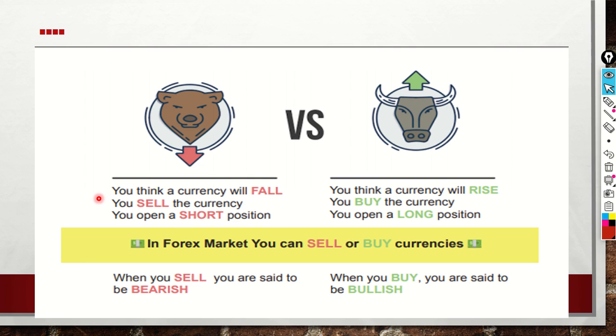When you think a currency will fall, you sell the currency. You are said to have opened a short position. If you think a currency will rise, you buy the currency, you open a long position. So in the forex market, you can sell or buy currencies. When you sell, you are said to be bearish. When you buy, you are said to be bullish. These are terms used in the markets.